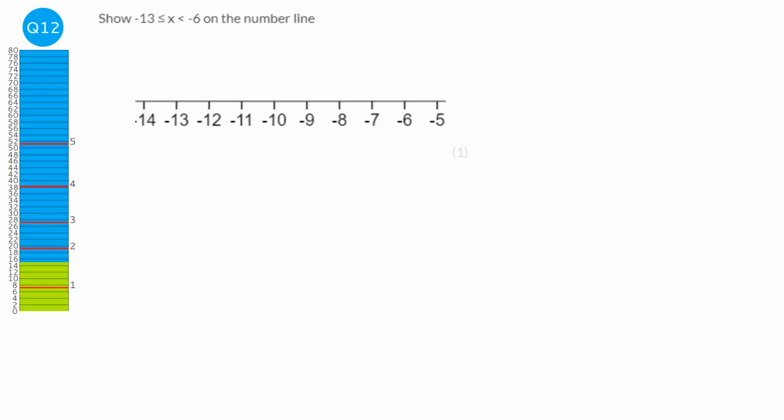So we're going to start by doing a circle at minus 13 and a circle at minus 6. And x is between those values, so we're just going to join them up with a line. Probably move my circle down a little bit. Okay, next thing to do is figure out which of these dots are going to be filled in. So if it can equal that number, it gets filled in. So it can equal minus 13, so I'm going to fill that in. But for minus 6, it can't equal that, so it becomes a hollow dot.